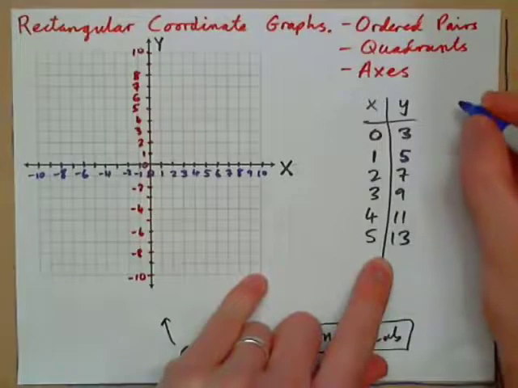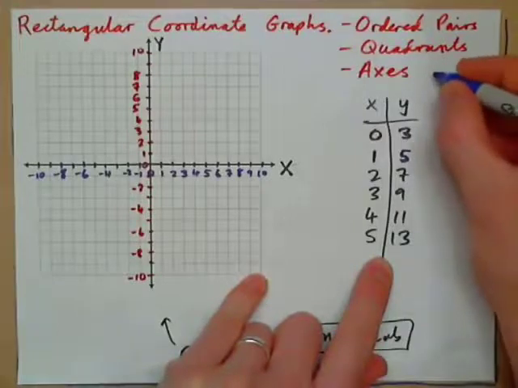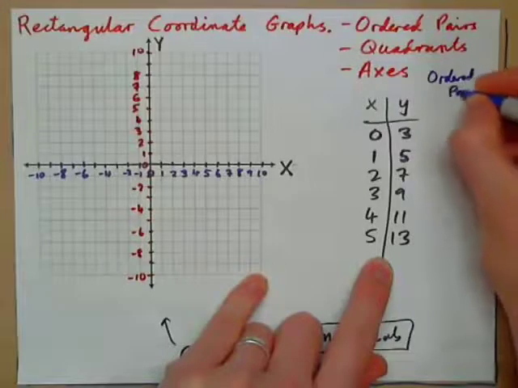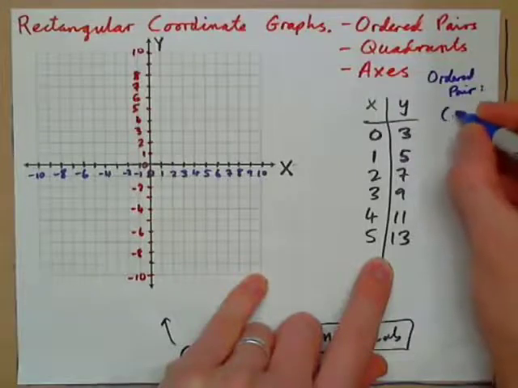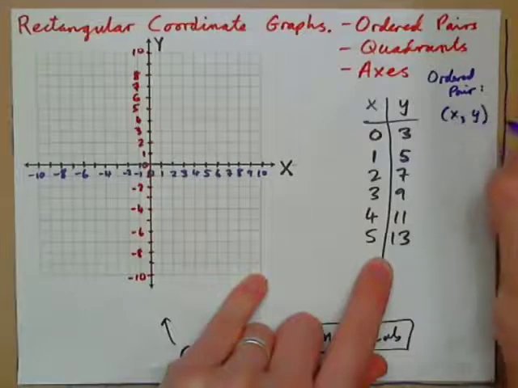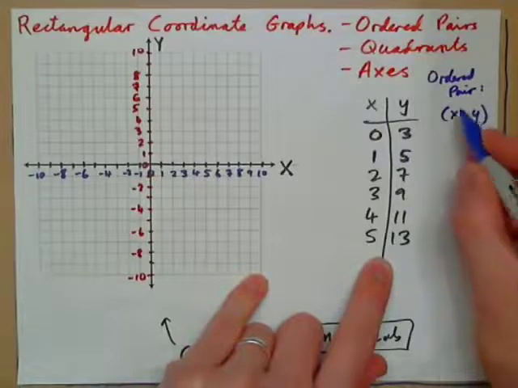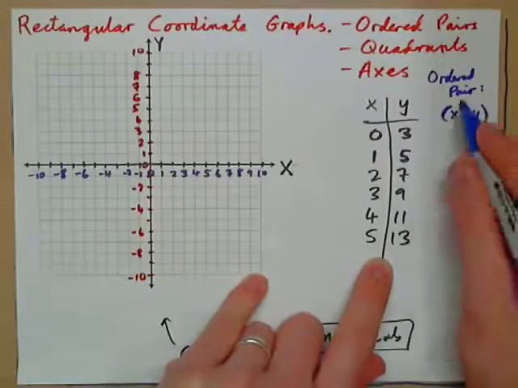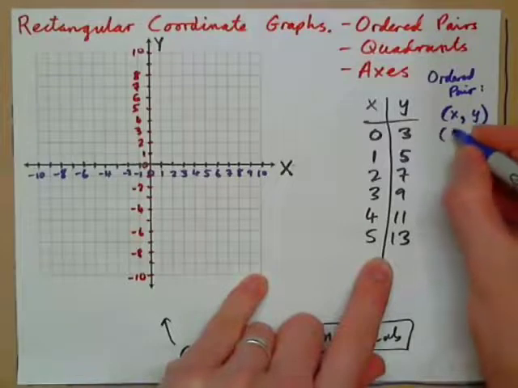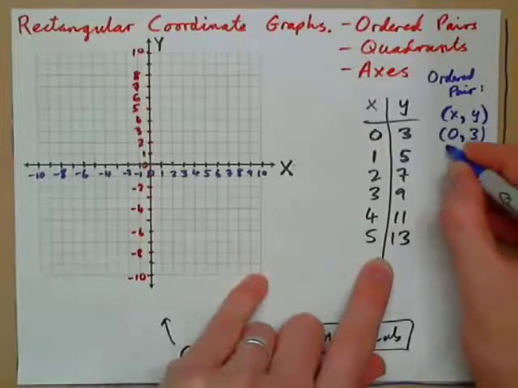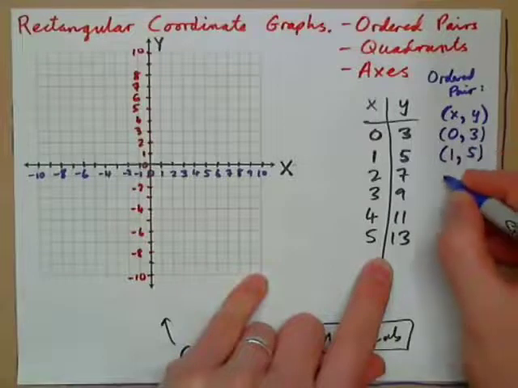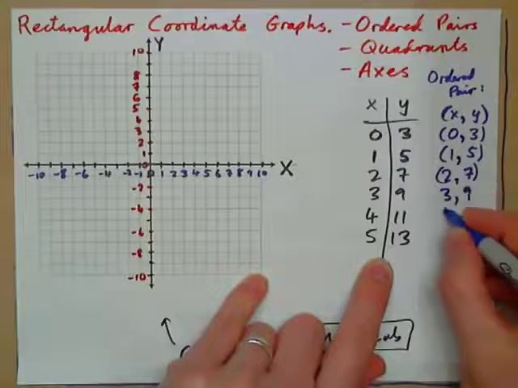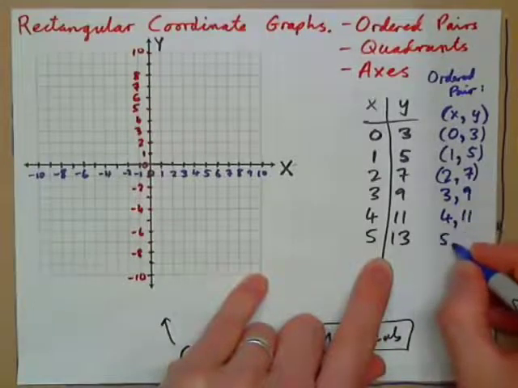this information is usually grouped in what's called an ordered pair. An ordered pair looks like this: x, comma, y, input, comma, output, and it's in parentheses. Now, this parentheses does not mean multiply. It's simply used for writing ordered pairs. So the first ordered pair we have is 0, comma, 3. Then we've got 1, comma, 5, 2, comma, 7, and 3, comma, 9, and 4, comma, 11, and 5, comma, 13.